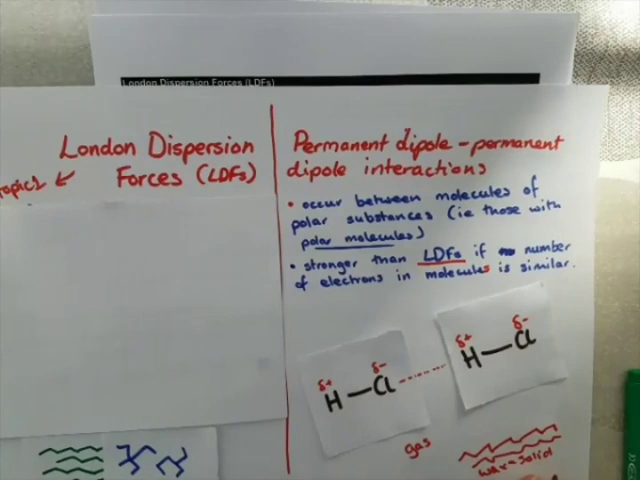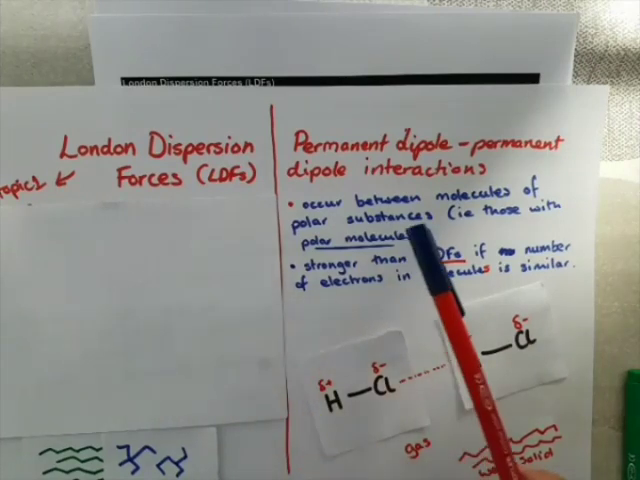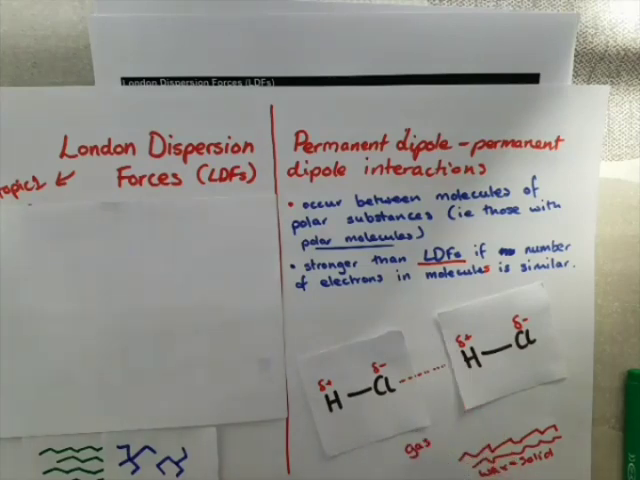So if you're wanting to compare the relative strength of London dispersion forces to permanent dipole interactions, it's important that you compare molecules of a similar size and shape so that the London dispersion forces are similar.